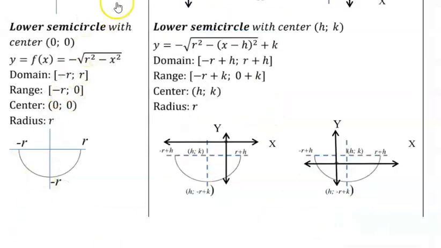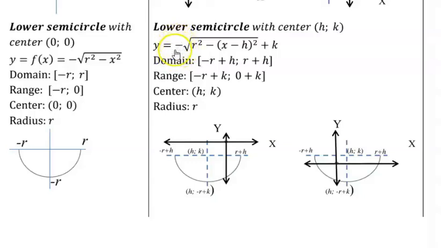If we now look at the lower semicircle, then with the center 0, it's the lower half of the circle, everything below the x-axis in this case. We still have the same domain from minus r to r, but now we have negative y values from minus r to 0. The center is (0, 0), and the radius is r. So let us look at the shifted one.